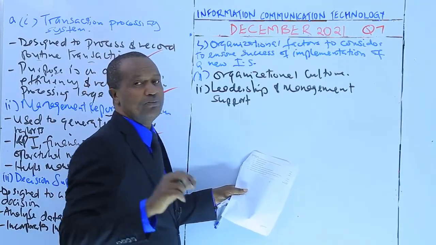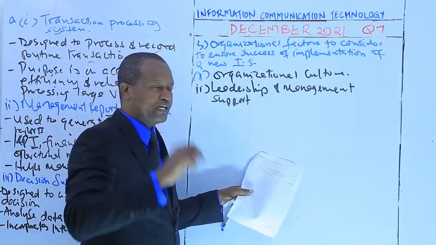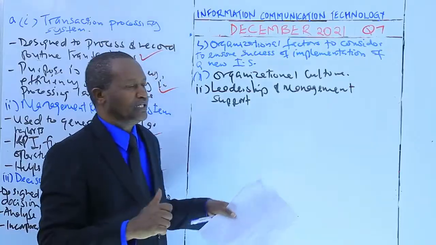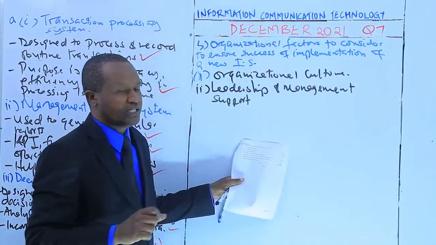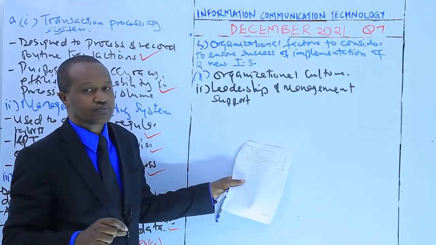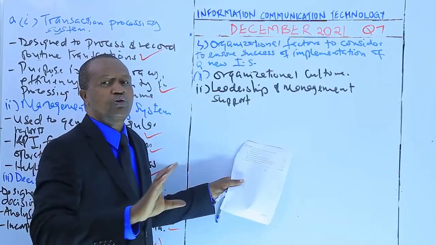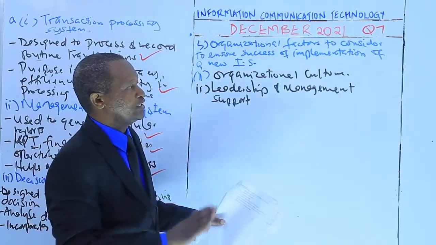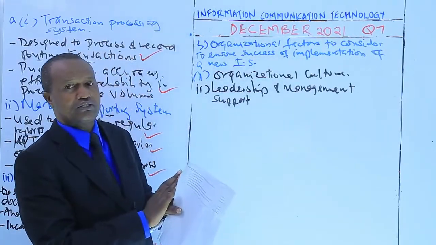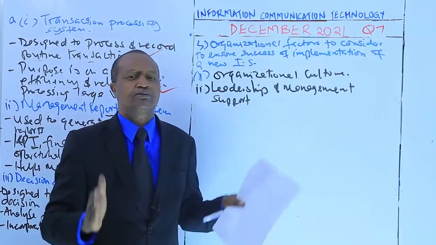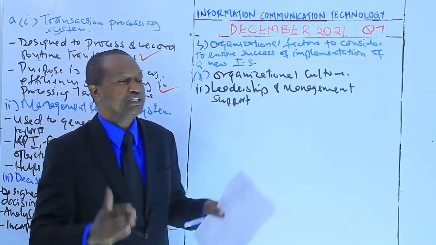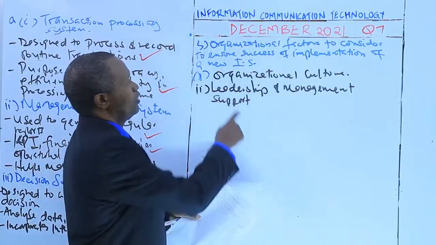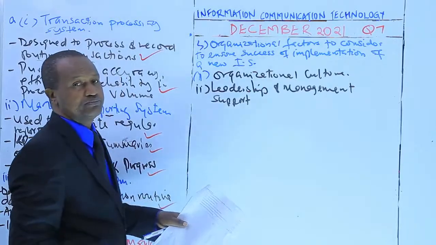The leadership should provide clear direction. It should allocate resources and actively participate in the implementation process. The management should also communicate the benefits of the system and address any concerns or resistance from employees. So having a committed leadership and management support increases the likelihood of successful implementation of a new information system.